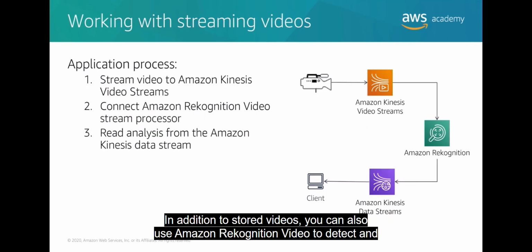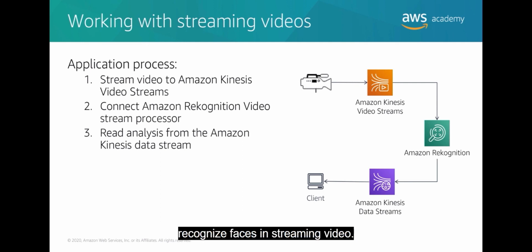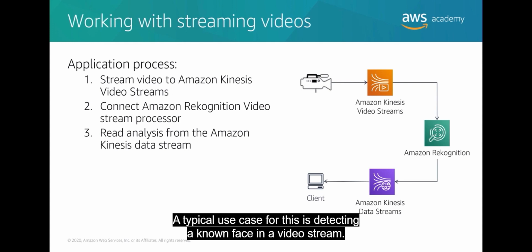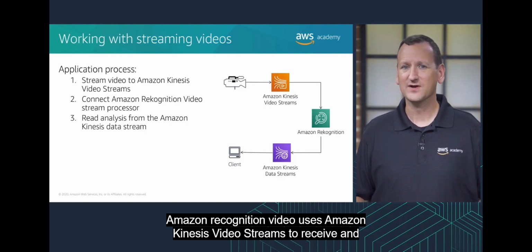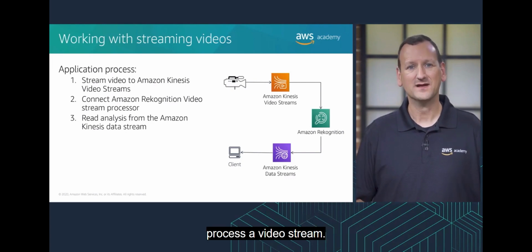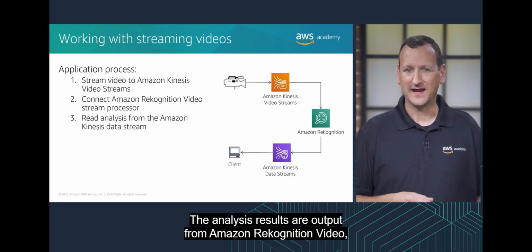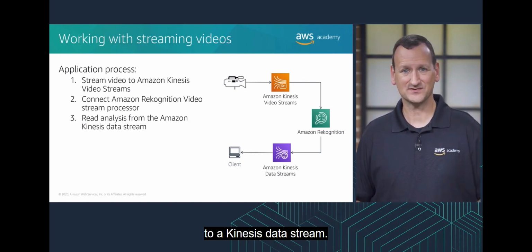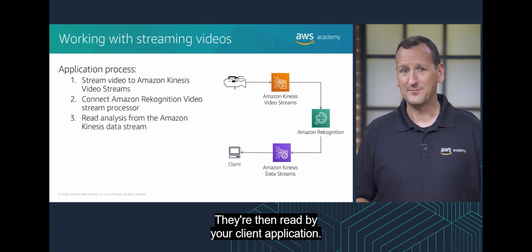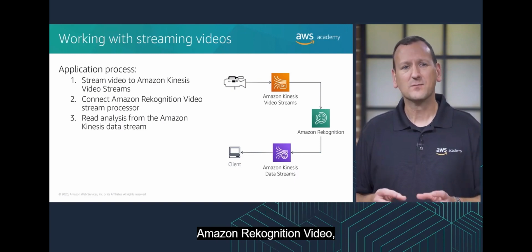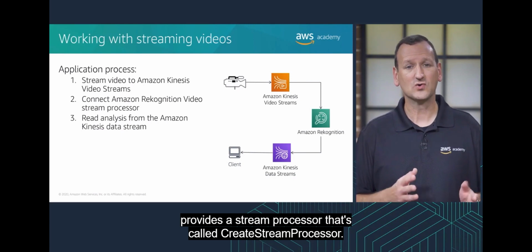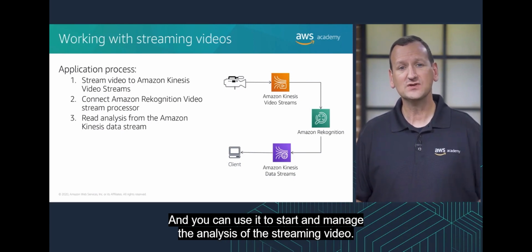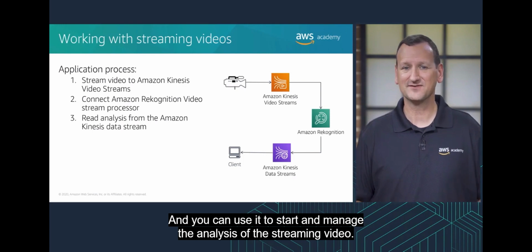In addition to stored videos, you can also use Amazon Rekognition Video to detect and recognize faces in streaming video. A typical use case for this is detecting a known face in a video stream. Amazon Rekognition Video uses Amazon Kinesis video streams to receive and process a video stream. The analysis results are output from Amazon Rekognition Video to a Kinesis data stream. They are then read by your client application. Amazon Rekognition Video provides a stream processor that's called Create Stream Processor, and you can use it to start and manage the analysis of the streaming video.